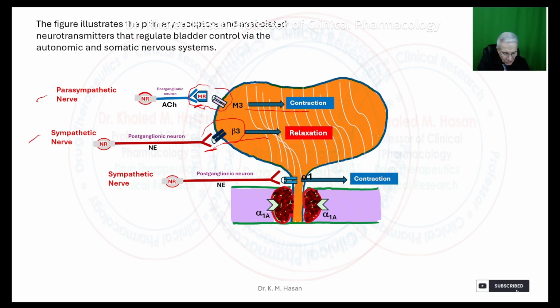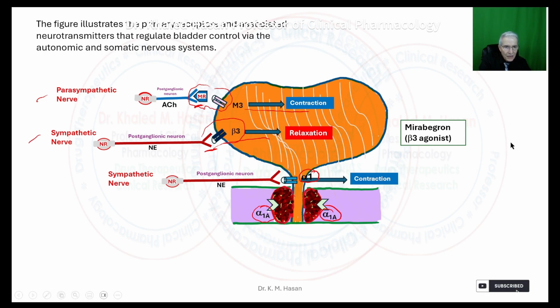And they also remind us that we have alpha-1 adrenergic receptors in the prostate and the bladder neck. We have alpha-1 in general in the bladder neck. So all these are considered targets for us. So mirabegron is considered a beta-3 agonist.